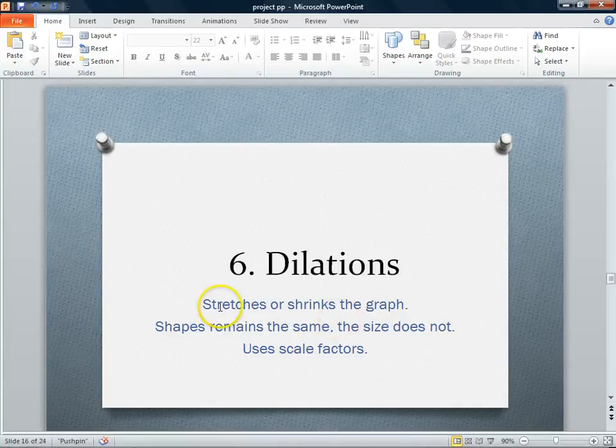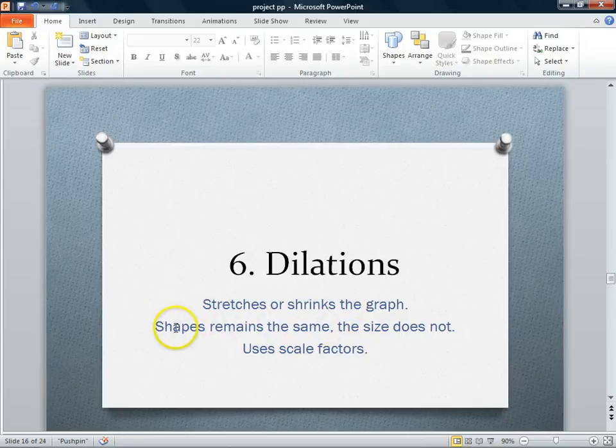Now, when you talk about dilations, we're talking about stretches or shrinks in the graph. By stretches, we mean enlargements, where the graph grows, or by shrinks, we mean making the graph smaller. An important thing to remember about dilations is while the shape remains the same, the size does not.